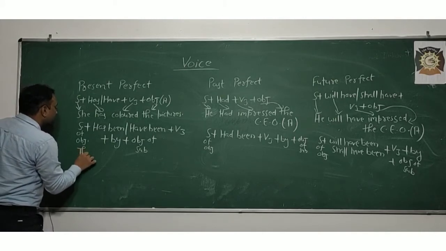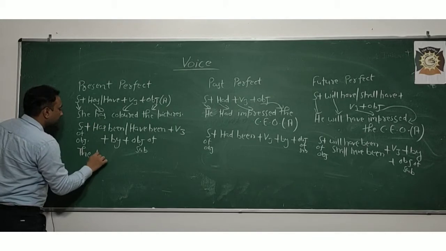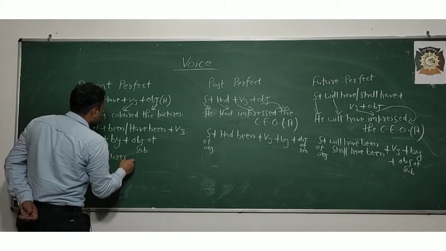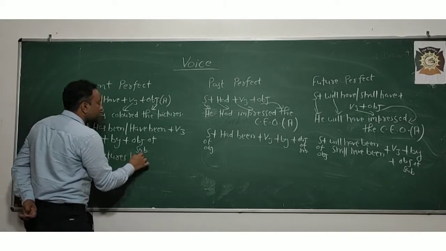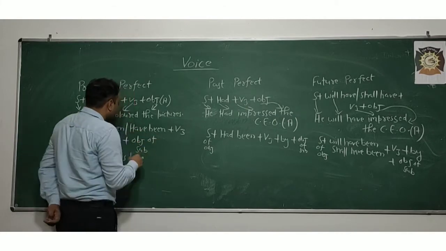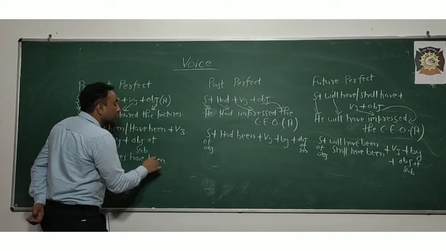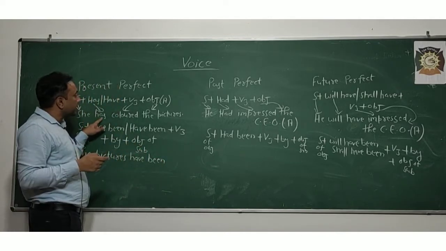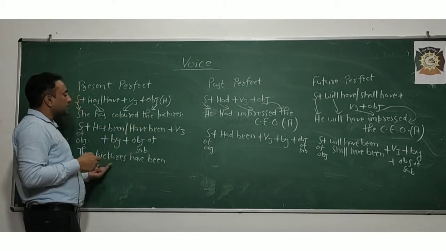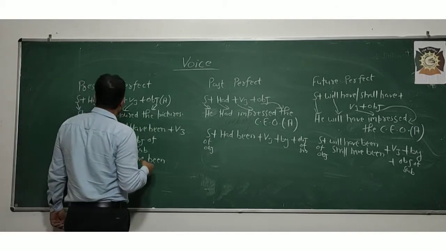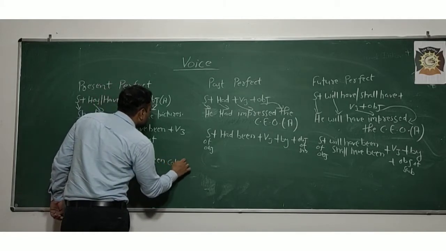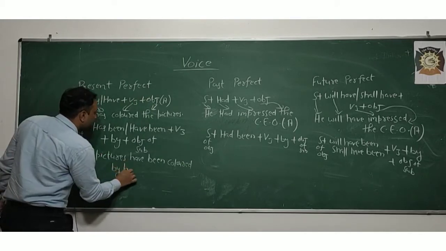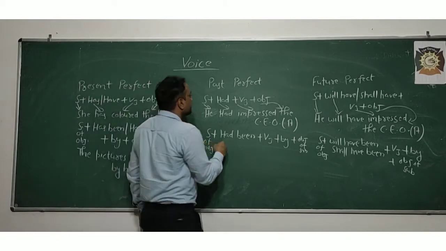Like, the pictures have been, because pictures is a plural subject. With a singular subject we will use has, because here she is singular, that's why we used has. But when the pictures become the subject, according to it we will use have been. The pictures have been colored by her, she changed into her, and full stop. Same is the case with it.